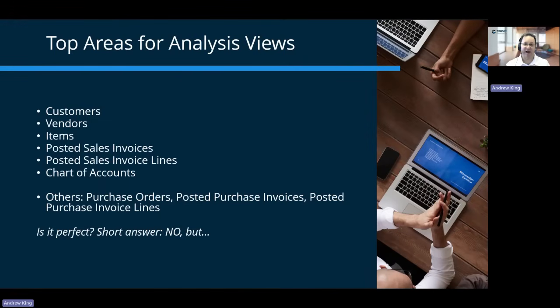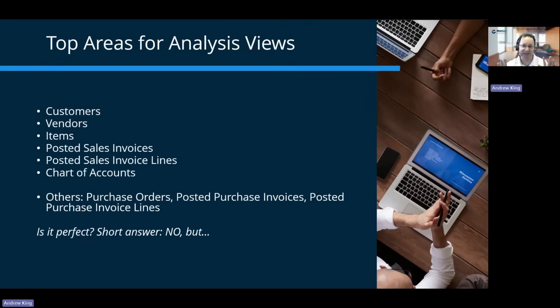So here I thought I'd take a shot at listing what we think are some of the top areas to take a look at. Number one, customers. I'll show you some examples. Then vendors, items, posted sales invoices, posted sales invoice lines, and chart of accounts, obviously for general ledger stuff. Honorable mention goes to purchase orders, posted purchase invoices, and posted purchase invoice lines.